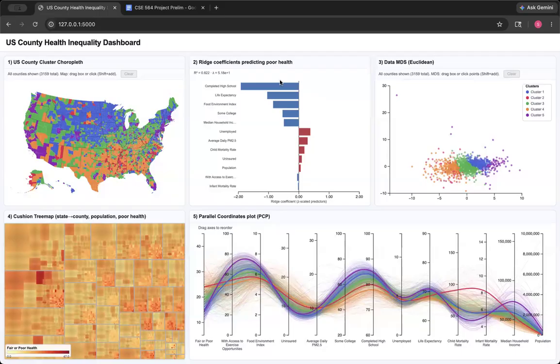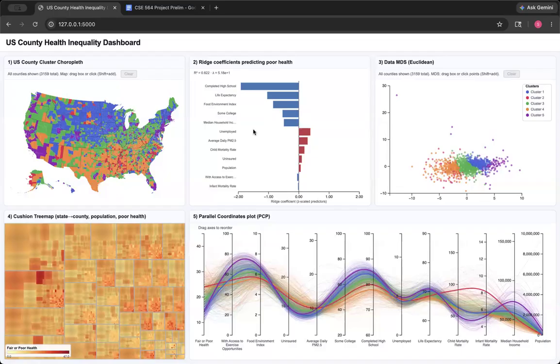From this chart, we can see that completing high school has one of the strongest negative coefficients. This says that counties with higher high school completion rates tend to have lower poor health rates. And next, life expectancy also has a strong negative coefficient, which makes sense because counties with higher life expectancy generally report better health. And food environment index also has a negative coefficient, meaning better food environments are associated with lower poor health rates. The same can be applied for college and median household income.